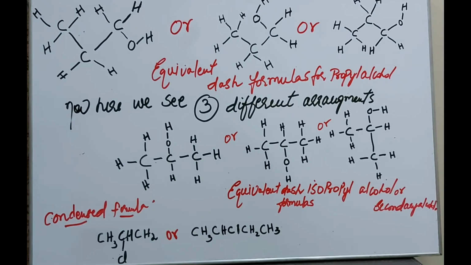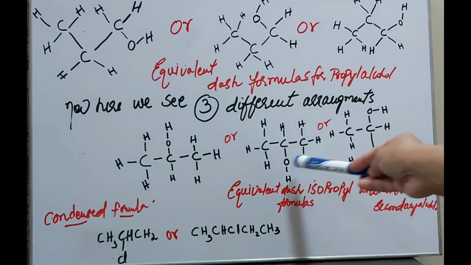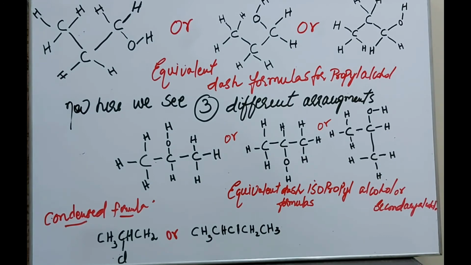Now let's move to the second example, the equivalent dash formulas for isopropyl alcohol, also called secondary alcohol. Here below we have isopropyl or secondary alcohol, which is a colorless, flammable liquid with a very strong odor. This is a compound in which isopropyl is attached to an OH group. It has a density of about 786 kilograms per cubic meter, and a boiling point of almost 82.5 degrees centigrade. It is a constitutional isomer.